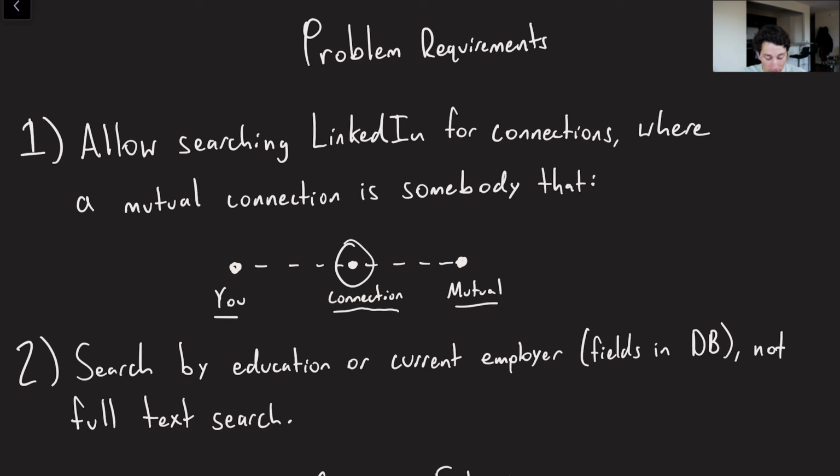Another thing that I'm going to omit from it is a full text search. If we did want to do a full text search, it would just be putting everything in a search index, which we know how to do. But to keep things simple for now, I'm just going to say, hey, let's search by a hard-coded string for basically your education or your current employer. So I'm just going to imagine those are fields in a database, and we're just going to be using an education equals Cornell University, for example, or something like that.